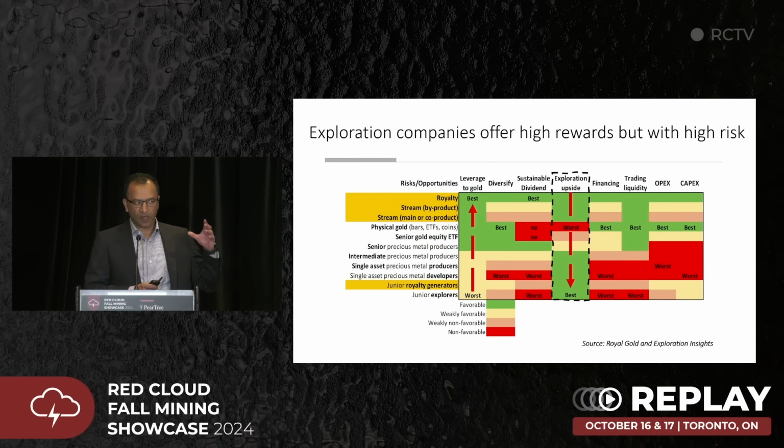So when I did a Rick Rule classroom for people looking at royalty companies, I did a bit of research on how people looked at leverage to gold. And so I modified a graphic from Royal Gold here. And so I basically depicted the things people are looking at, risks and rewards. The leverage to gold is the big thing. Diversity in terms of lowering my risk with different assets. Some people want dividends. Exploration upside is what we're going to focus in on.